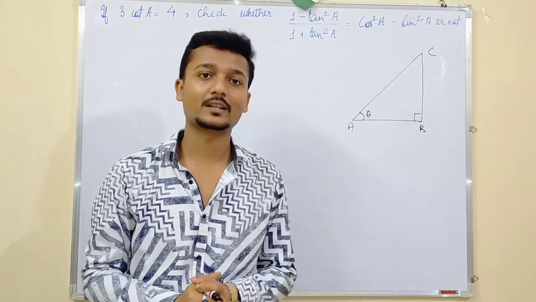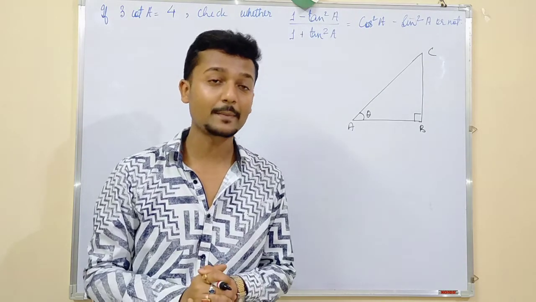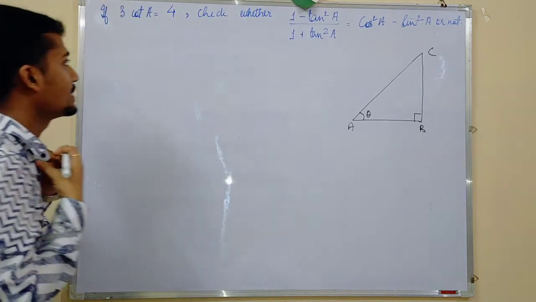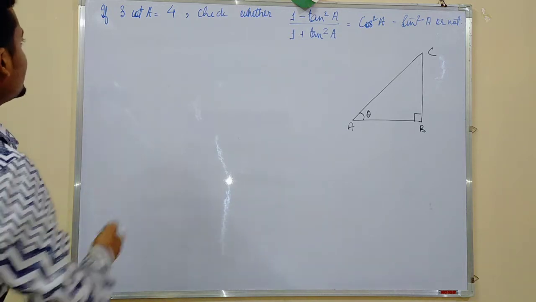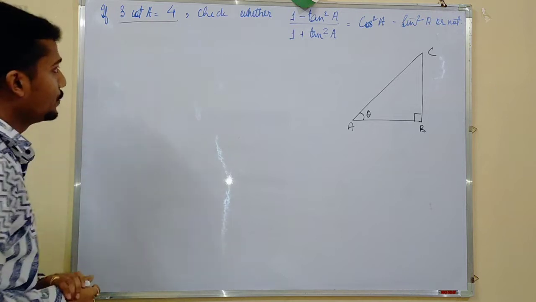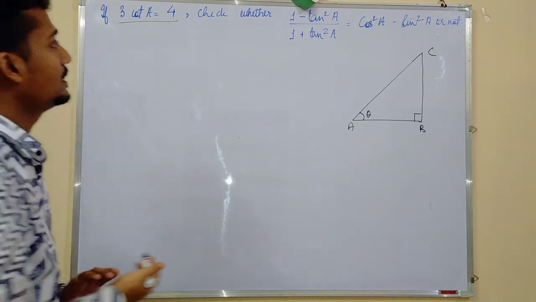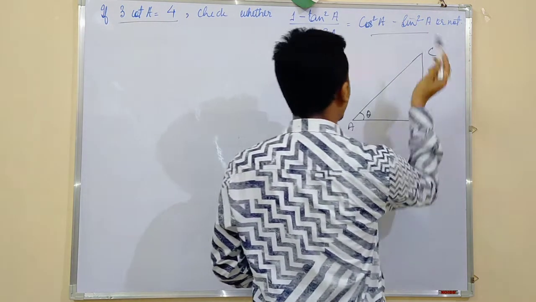Now we are going to see another question related to this concept, but this time the question is a little bit tricky, and we will try to decode the question first, then we are going to do it. So what is given in the question? Let us decode it first. It is given that 3 cot A is equal to 4.